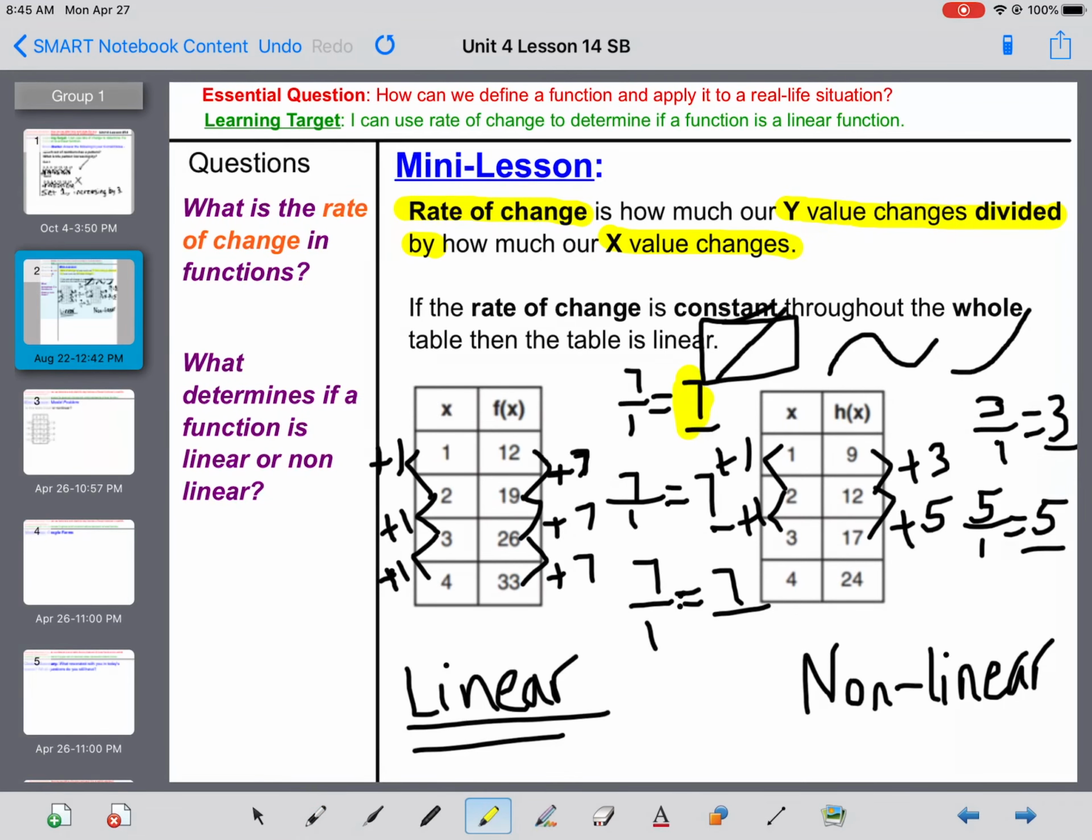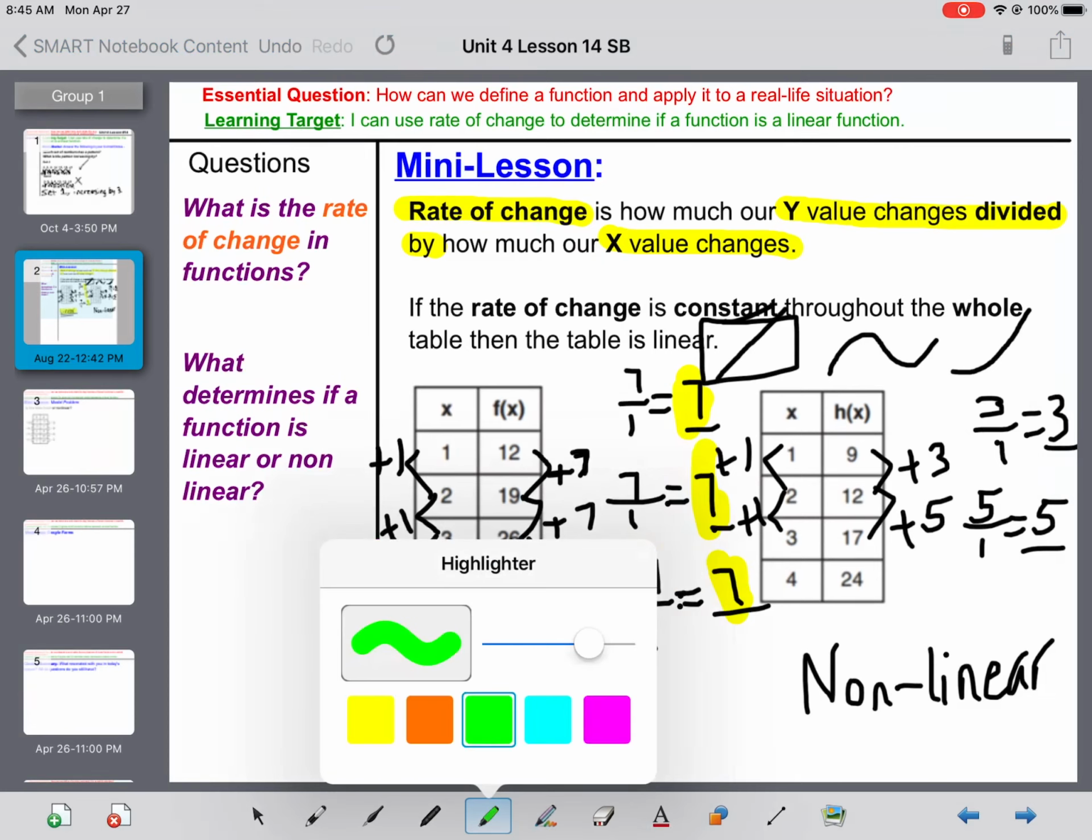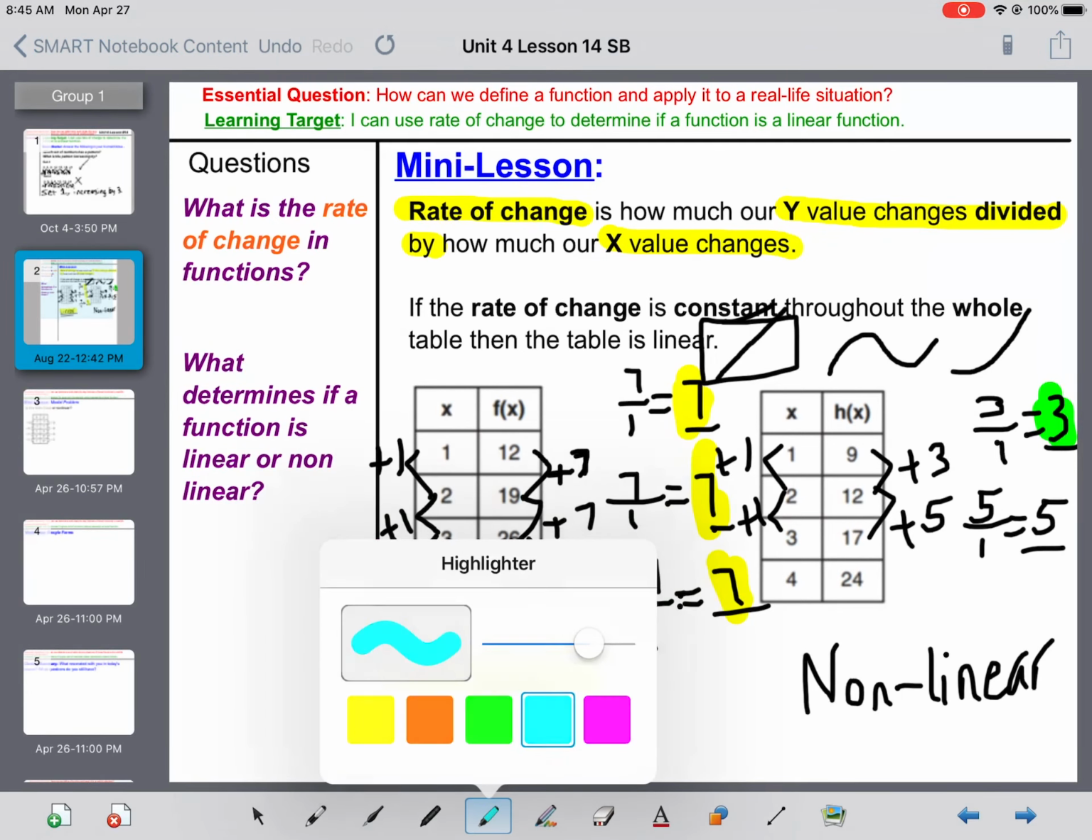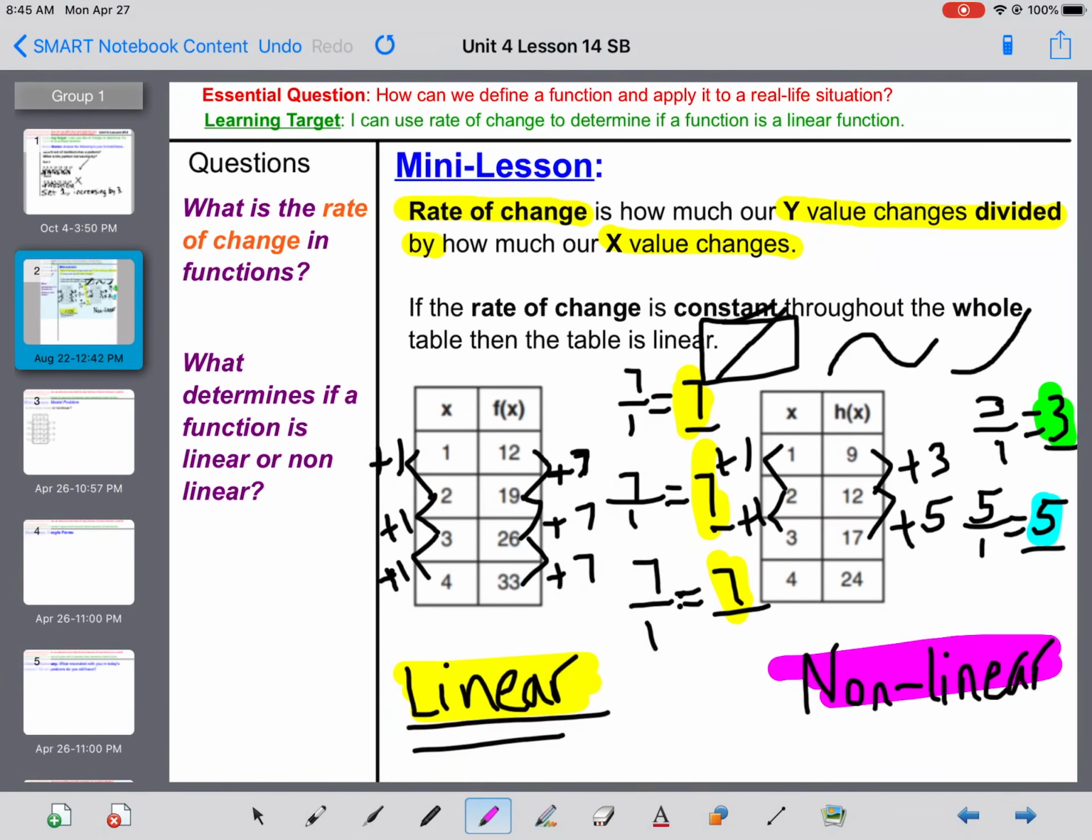So if we want to try and take a look at the rate of change, 7, 7, 7, which means that it is linear. We see 2 different numbers over here on the right side. We see 3. We see 5. That means that it is all different and it is nonlinear.